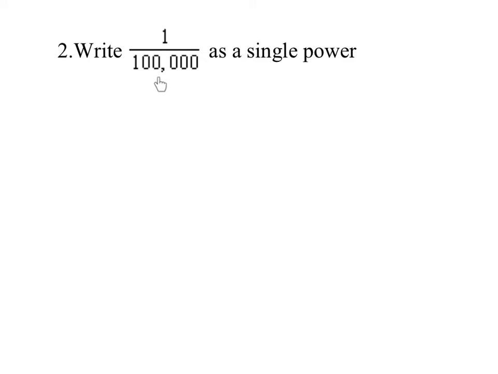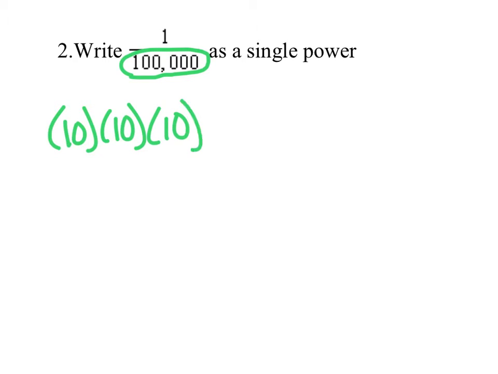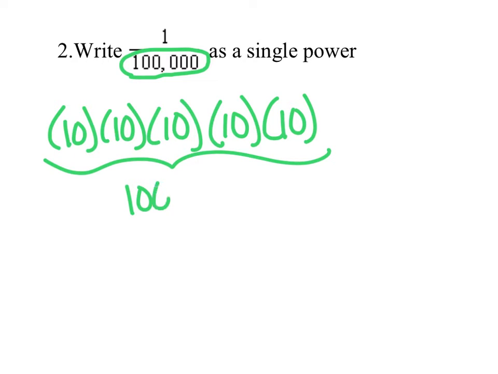Write 1 over 100,000 as a single power. So they want you to rewrite this number using an exponent. That's what power means. And because it's in the denominator, my exponent is going to be negative. So I first need to tackle, how can I rewrite 100,000 using just a number? Well, I know 100,000 is the same thing as 10 times 10, that's 100, times another 10, that's 1,000, times another 10, that's 10,000, times one more 10. This would give us 100,000.